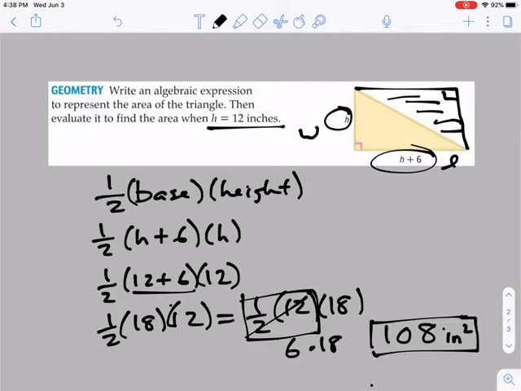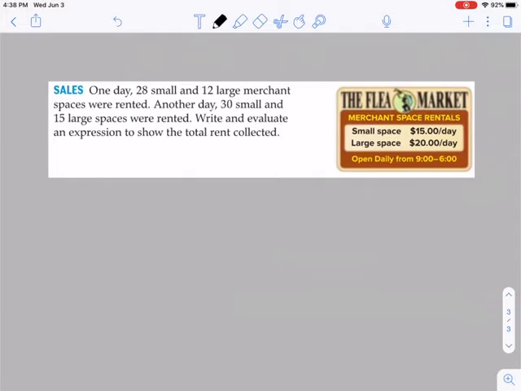Okay, one more. One day, 28 small and 12 large merchant spaces were rented. Another day, 30 small and 15 large spaces were rented. Write and evaluate an expression to show the total rent collected. All right, so let's do the first day. On the first day, it says 28 small, so there were 28 small and then 12 large merchant spaces were rented. And I know that we add those together to figure out the total revenue from that day, right? The total rent.